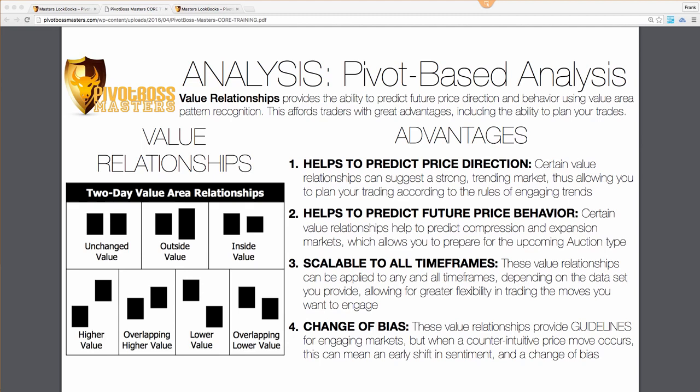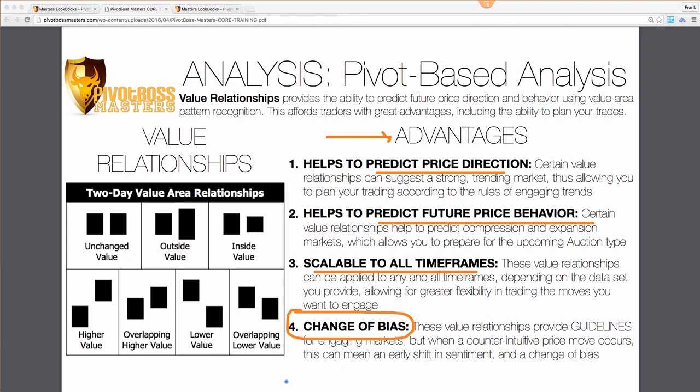And that is the major advantage to all of the various tools that we use for analysis, but especially with regards to pivot-based analysis, because the levels are so clear and the tools are so great that they offer the ability to watch these areas. So one of the great advantages, again, it helps you predict price direction. It helps you predict behavior, whether it's trending or trading range or quiet or volatile. It's scalable to all time frames. And I think this is very important right here.